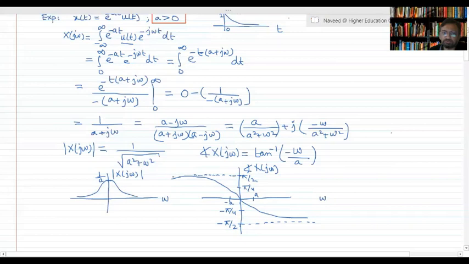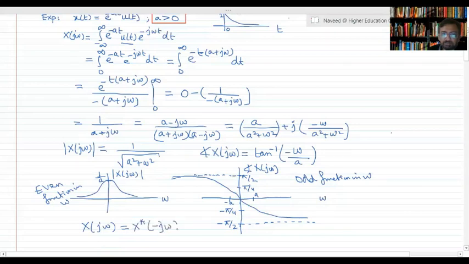And from these plots, we can clearly see that the magnitude is an even function in variable omega, while the phase is an odd function in omega. In other words, X(j omega) is equal to X conjugate of minus j omega. So X(j omega) is conjugate symmetric.